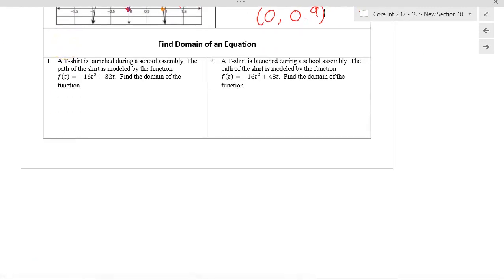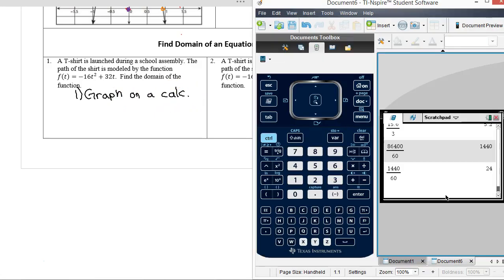All right, let's look at these ones. Find the domain of an equation. So number 1 says a T-shirt is launched during the school assembly. The path of the shirt is modeled by the function f of t equals -16t squared plus 32t. Find the domain of the function. Okay. I'm going to write our steps in. Our first step is to graph on a calculator. Okay, so let's do that.